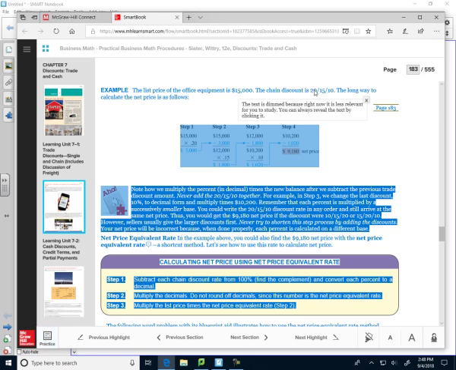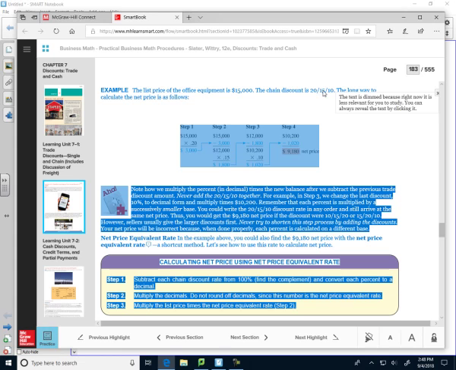The first discount's 20%. So they multiplied the $15,000 by 0.2. $3,000 is how much the discount's for. They subtracted that from $15,000. That leaves $12,000. Then they did the same thing here with the 15% discount.